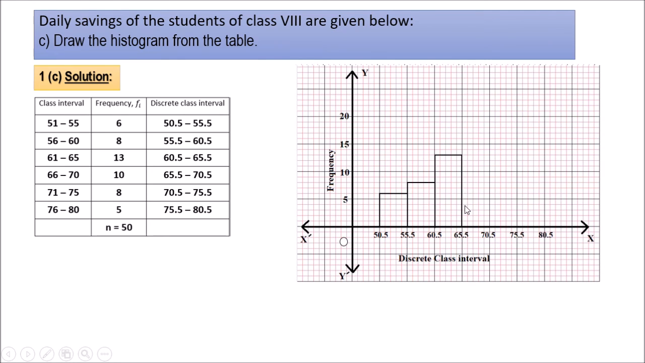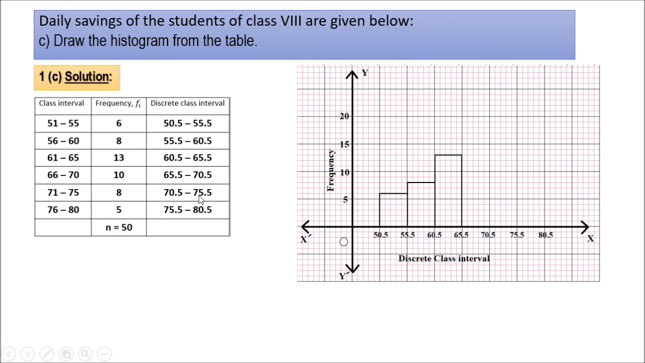I've just drawn the next class, that is 60.5 to 65.5. Here is the benefit of the continuous class interval. If I draw 51 to 55 and then 56 to 60, then there will be a gap between them. That is called a discrete histogram. So here we have drawn them one after another, just touching each other. That's the benefit of drawing continuous class intervals.